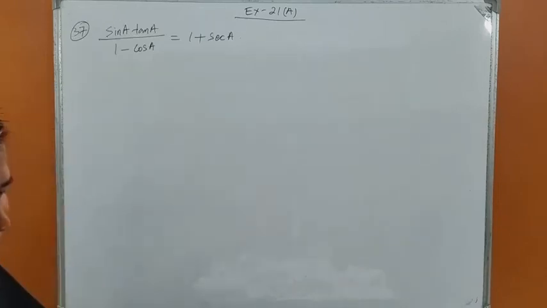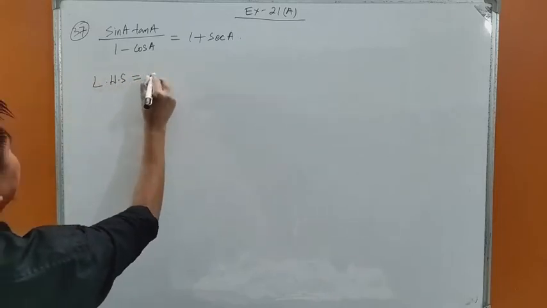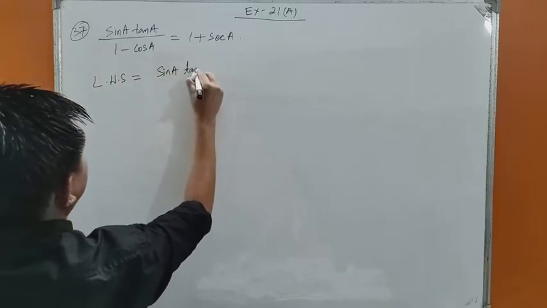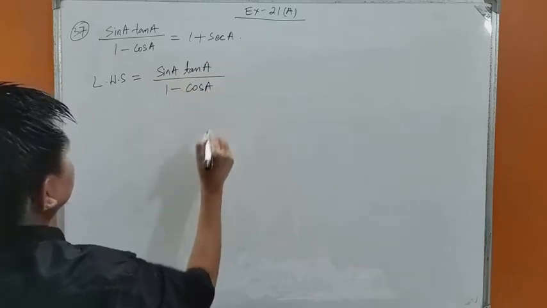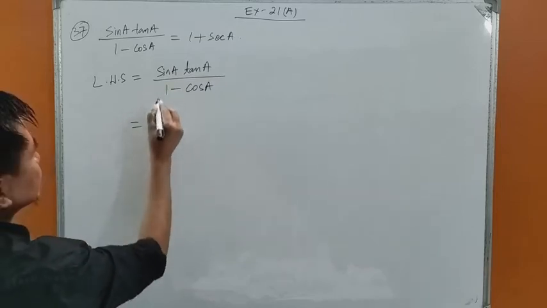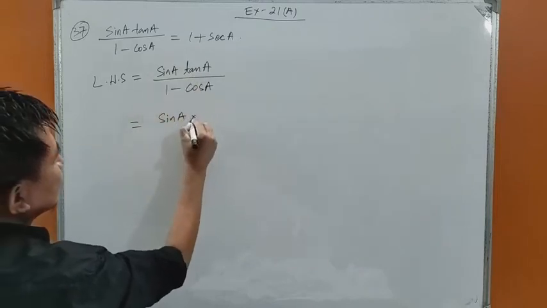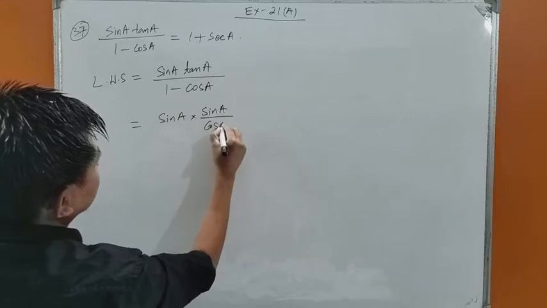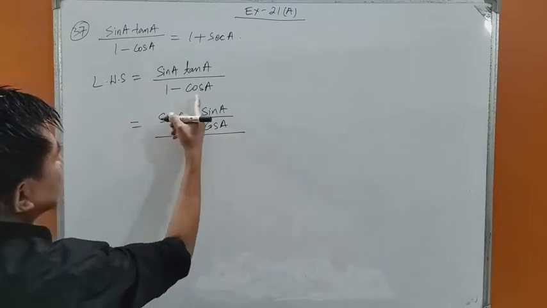Question number 37. Okay, in the left hand side we have sin A into tan A whole upon 1 minus cos A, and we are asked to prove this equals 1 plus sec A, isn't it? So this tan A can be written as sin A upon cos A. Tan A means sin A upon cos A, whole upon we have 1 minus cos A.